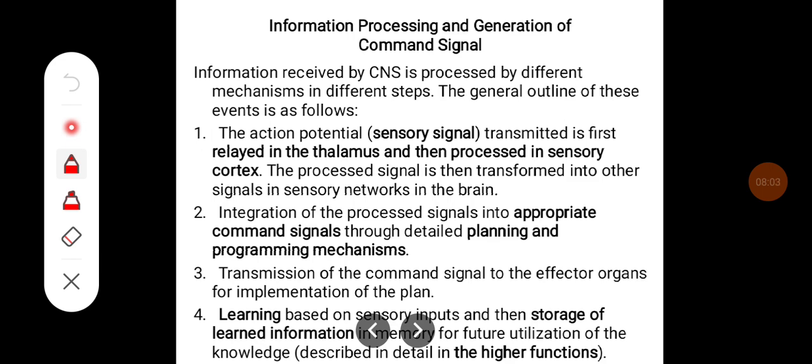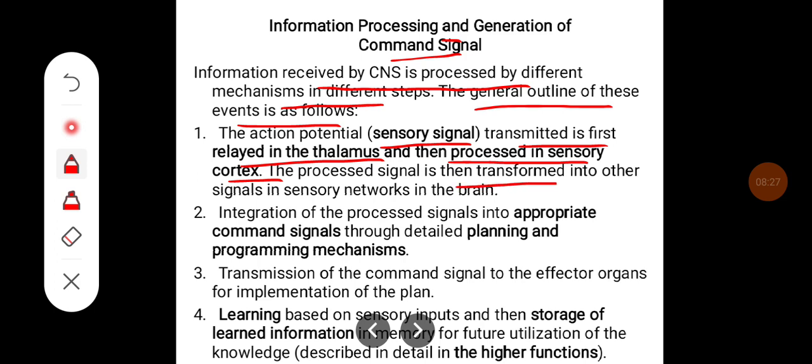Then comes information processing and generation of command signals in the central nervous system. The information received by the central nervous system is processed by different mechanisms in different steps. The general outline of these events is as follows. The action potential, that is the sensory signal, is first relayed in the thalamus and then processed in the sensory cortex. The processed signal is then transferred into other signals in the sensory networks in the brain.